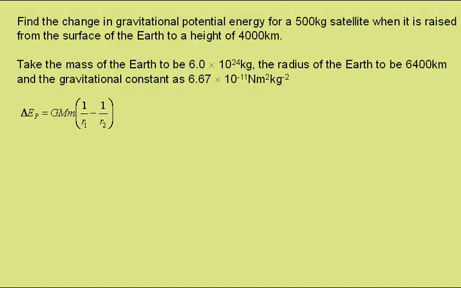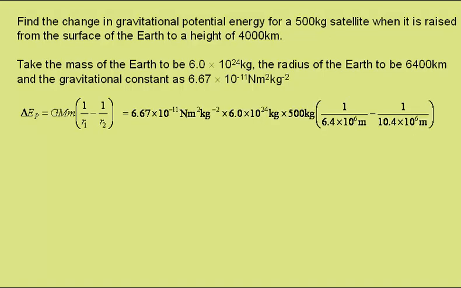First writing out the equation, then we can add the numbers for the gravitational constant, the mass of the Earth, the mass of the satellite, the initial separation being the radius of the Earth, and the final separation being the radius of the Earth plus the height of the satellite above the Earth's surface.